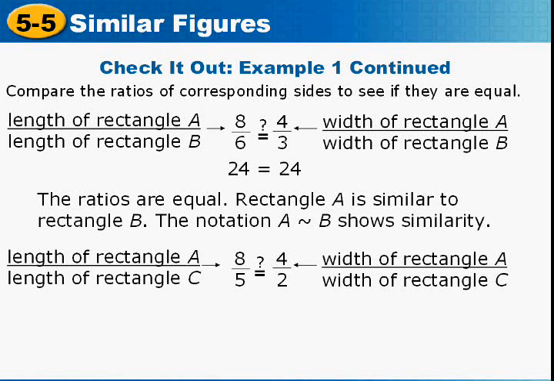Let's try A and C. 8 over 5, and 4 over 2. Let's find out. 8 times 2 is 16. 5 times 4 is 20. So no, rectangle A to C is not similar. A to B was.